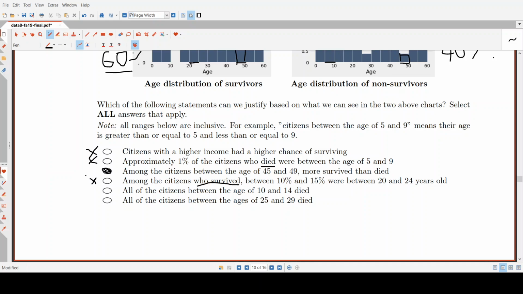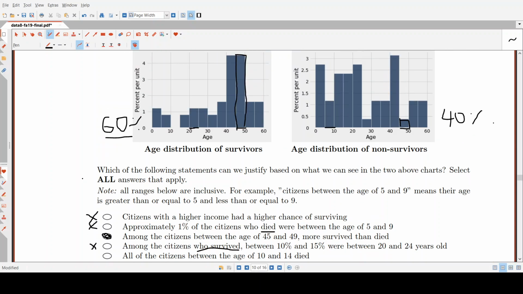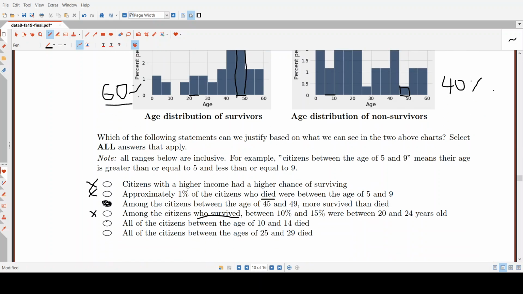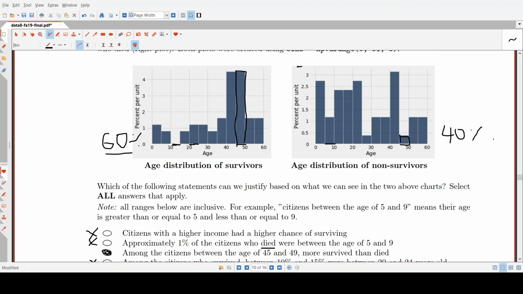Okay, next is that all the citizens between the age of 10 and 14 died. And this one is true. If we look at the survivor table, we see literally no one here. There's just not a bar because there are 0 people there, which means that every single person in the town who was between age 10 and 14 is in the non-survivor graph.